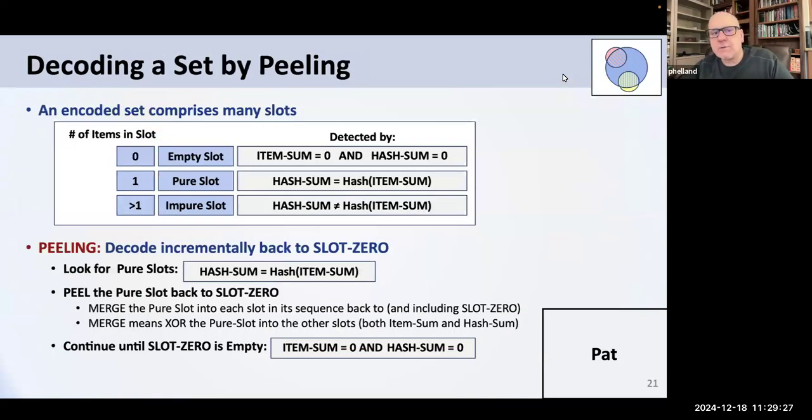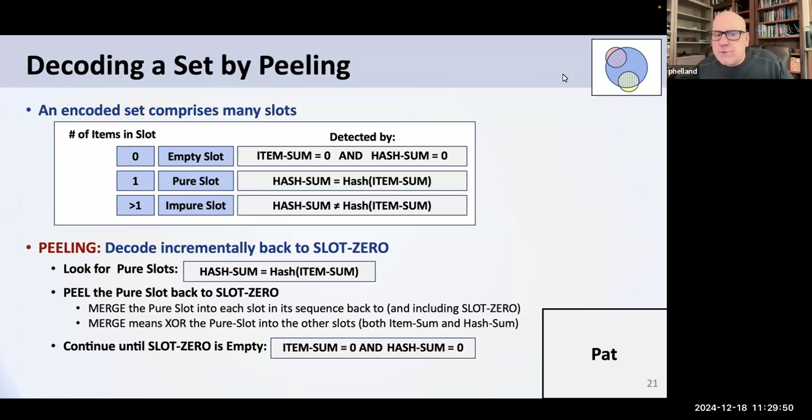How do I decode? I decode a set by peeling. Because the encoded set has many slots, some empty, some pure, some impure, I just keep going until I find something that's pure. So Daniel's sending me a prefix of an encoding. I'm trying to take it apart and find the items in it. I have to wait until I find one that's pure.